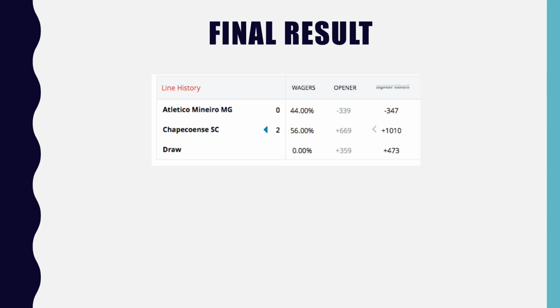So let's look at the final result. You knew this was coming. Chapecoense pulls off the upset on the road. They win this one 2-0. So the wager would actually, for a $100 player, win $455. And that's, ladies and gentlemen, how you would structure a wager to hit a huge underdog in soccer.